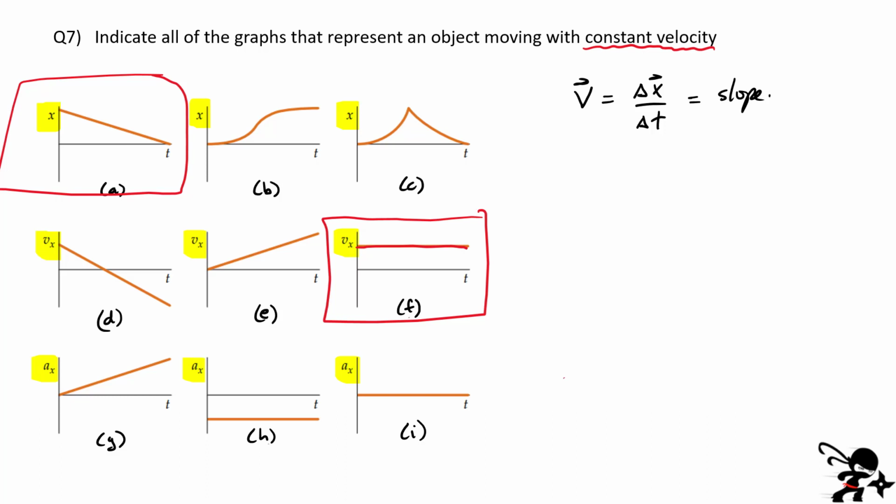How do you show an object has constant velocity from an acceleration versus time graph? Okay, remember, if you have an acceleration versus time graph, the change of velocity is equal to the area under the curve. So the way you can look at this, remember, if I look at my definition of acceleration, it's the change of velocity over the change in time.